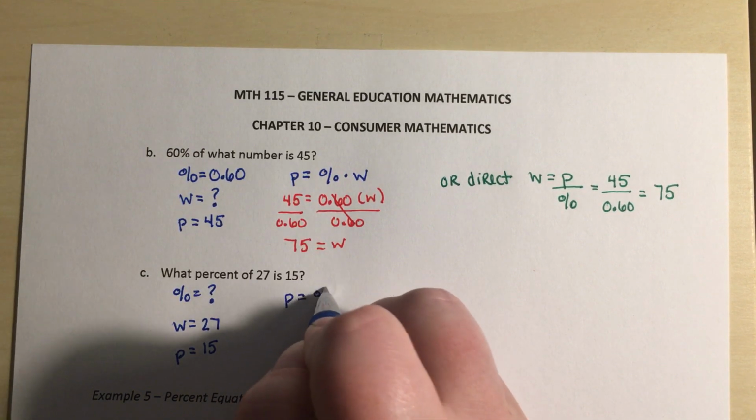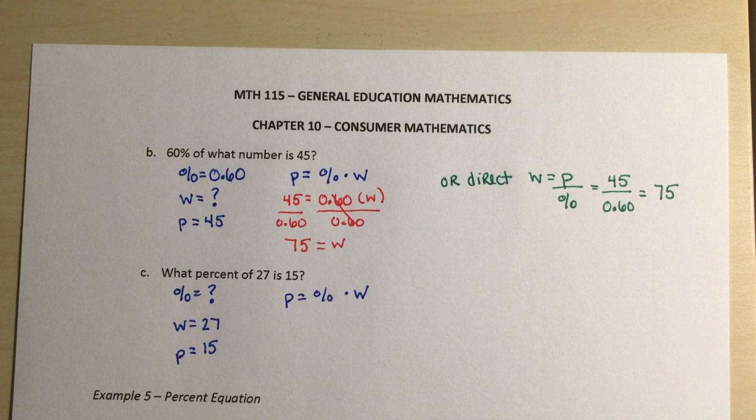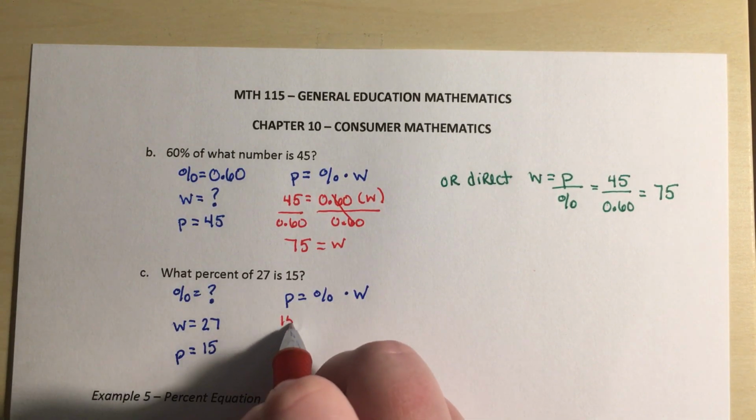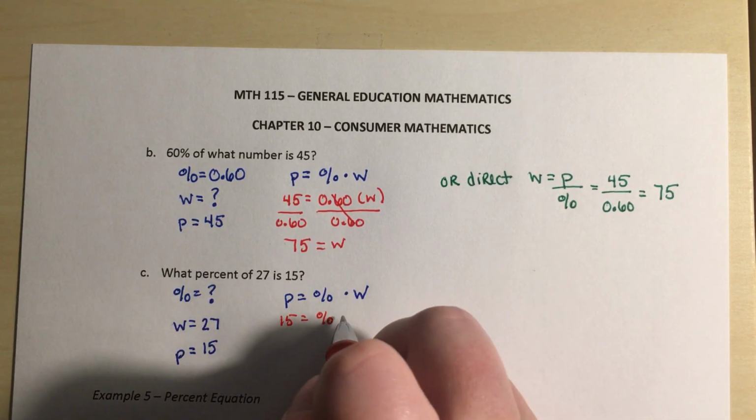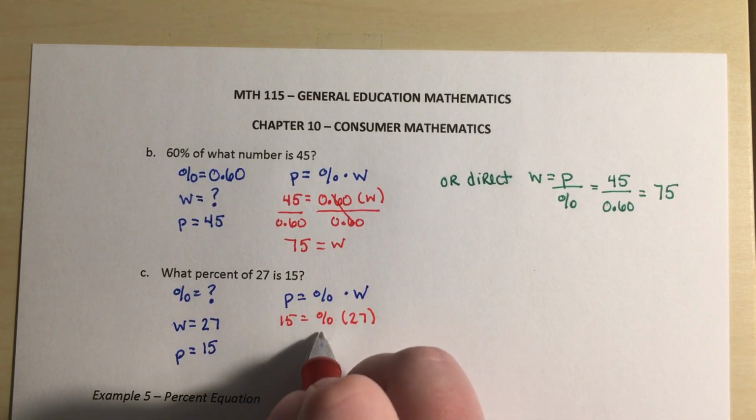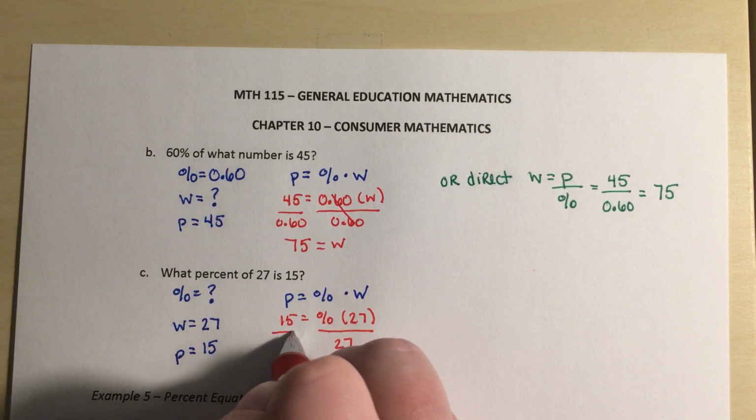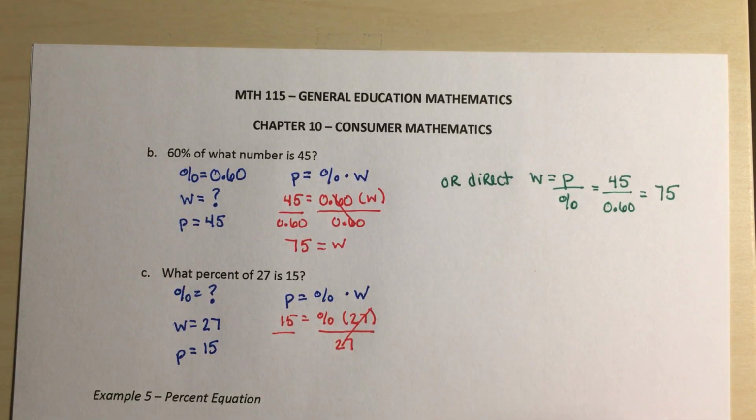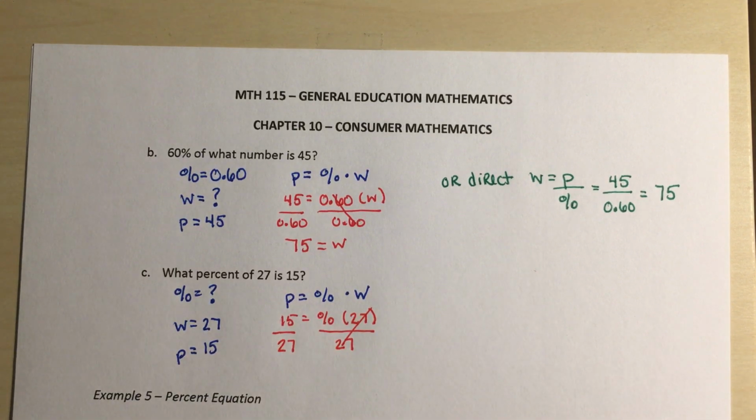Okay? So we're going to start with part equals percent times whole, and then we're going to plug in what we know. Our part is 15. Our percent is what we're looking for. Right? It's multiplied by our whole, which is 27. Again, we're going to solve a simple one-step equation. We're going to get rid of that number that's next to our variable, our percent sign here. So we're going to divide both sides by 27.